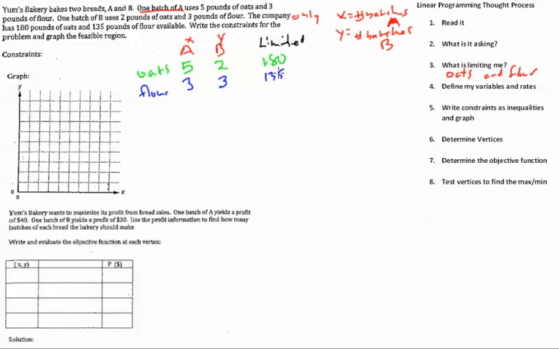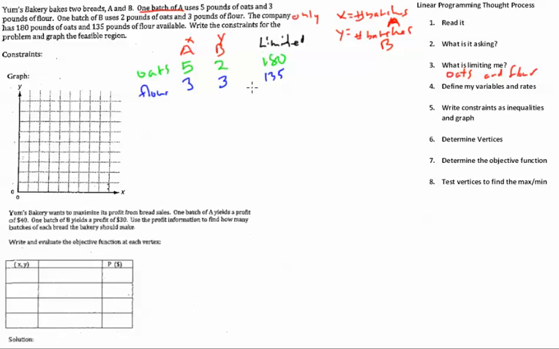135 pounds of flour. Now I've successfully identified my variables, the things that I don't know, as the number of batches I'm making of each kind of bread. X is the number of batches of A, Y is the number of batches of B. I see my rates in here. 5 pounds of oats per A, 3 pounds of flour per A, 2 pounds of oats per batch of B, 3 pounds of flour per batch of B. And I know what my total values can't exceed. I'm limited to 180 pounds of oats, 135 pounds of flour.